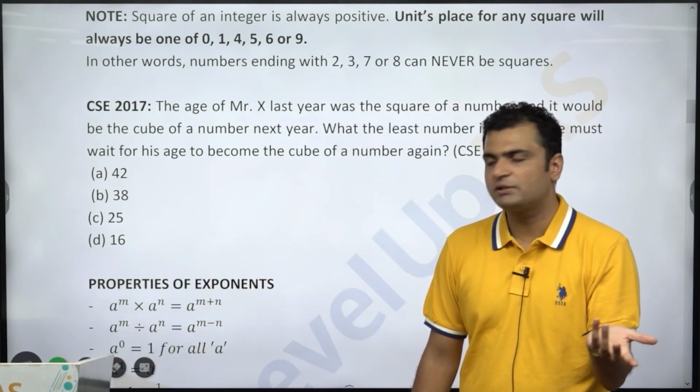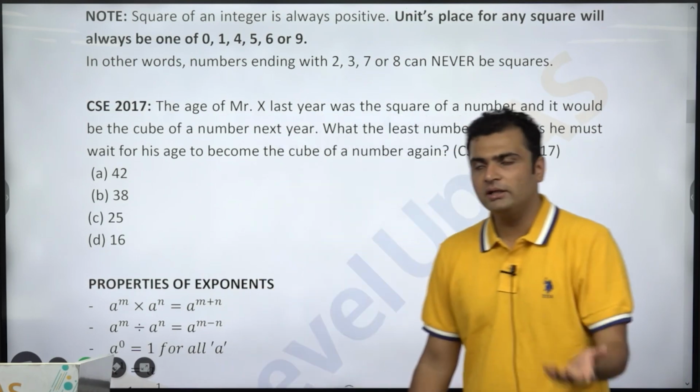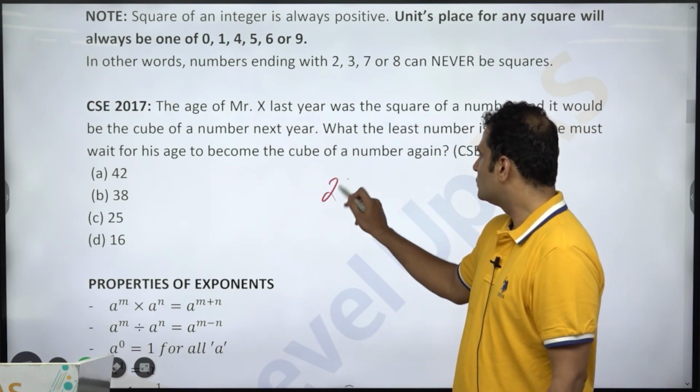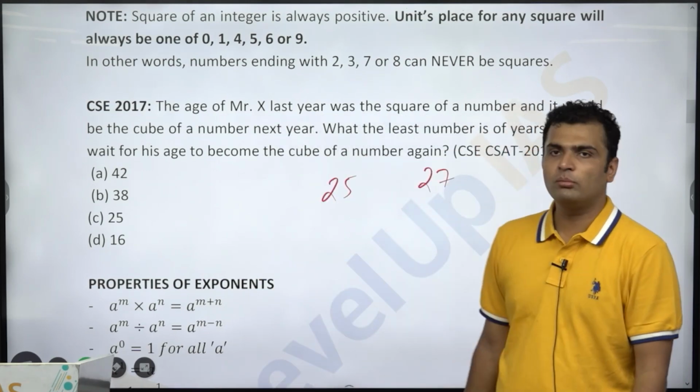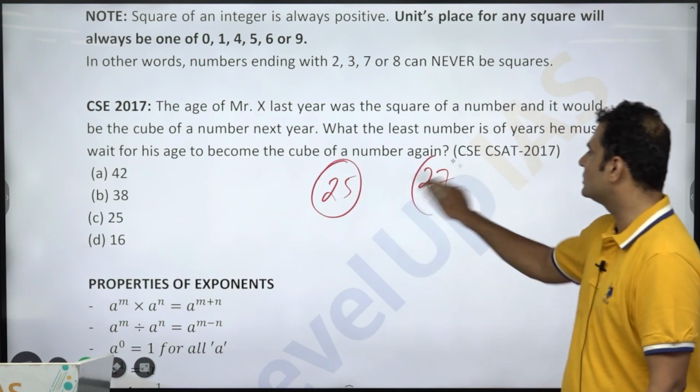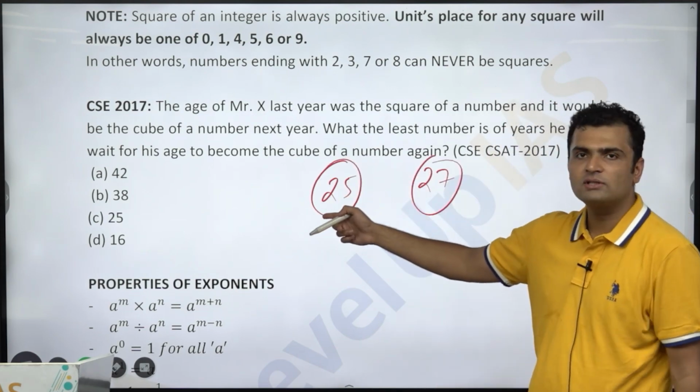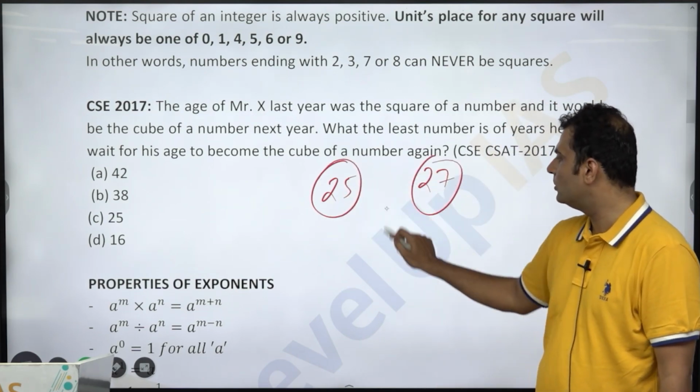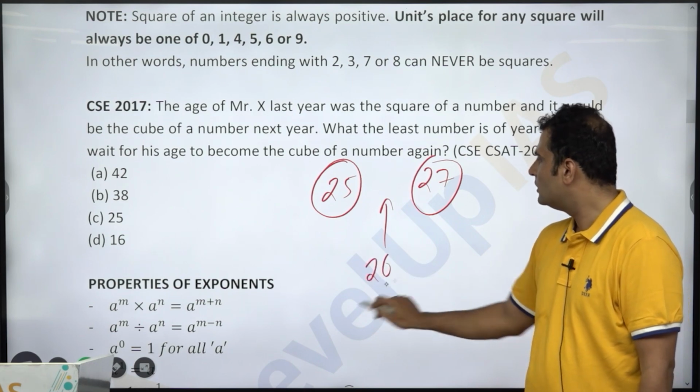Just writing first few squares and cubes or remembering them, you will realize that 25 and 27 are the two numbers such that this is a square and this is a cube. Last year it was a square number, next year it will be a cube. So today his age is 26.